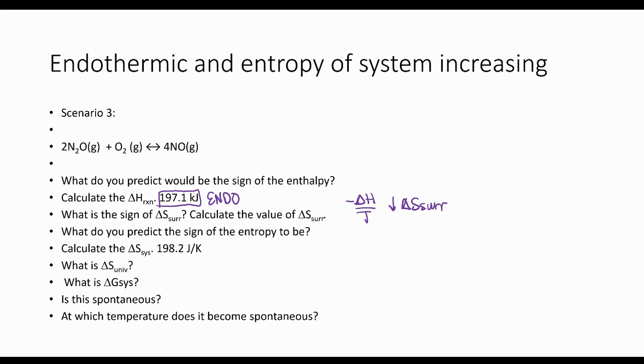Okay, you could calculate the value of that. So we would take negative 197.1 kilojoules over 298 Kelvin to come up with the value. So let's see what we get. Negative 0.661.